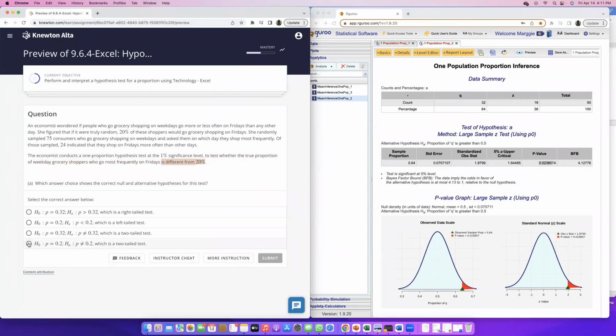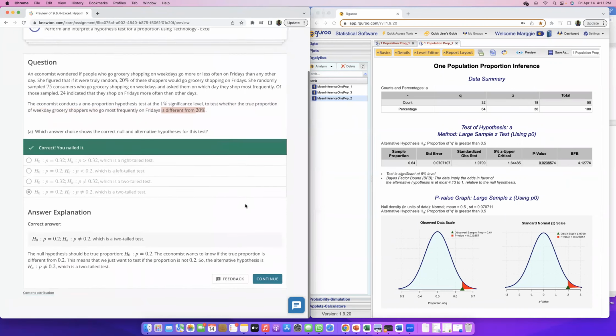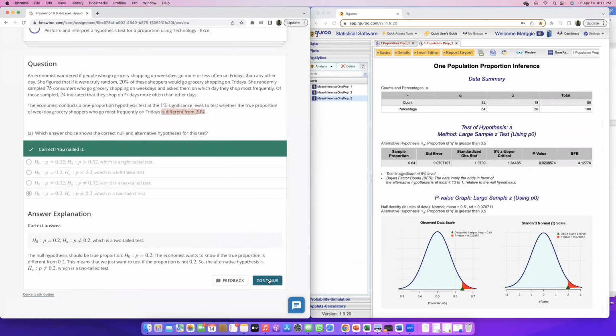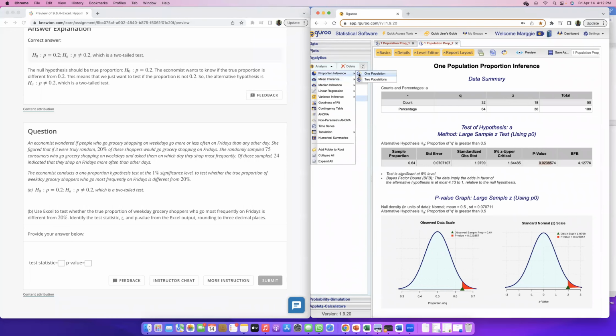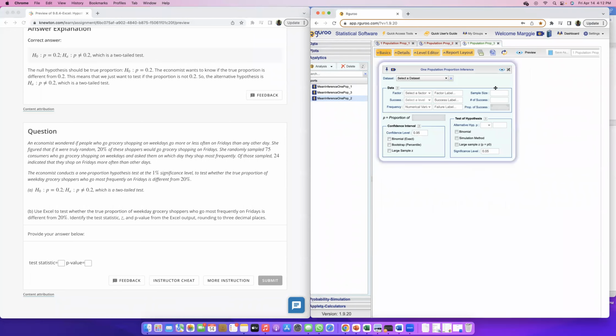And that takes me all the way down here to the last one. Null hypothesis, proportion is 0.2. Alternative hypothesis, proportion is different than 0.2. So we're doing a two-tail test. So once we have A, now we go to B. We're going to go to RGuroo to perform the hypothesis test.